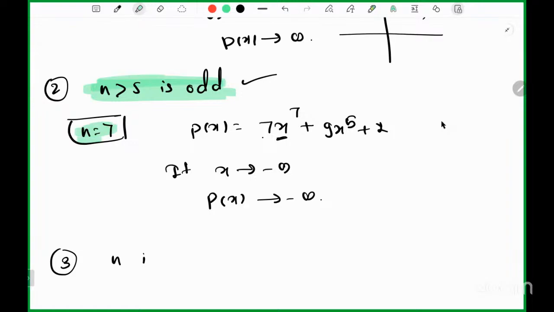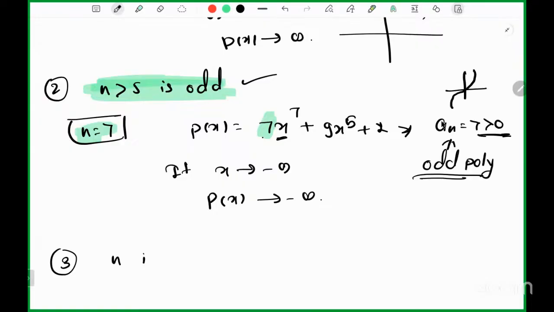If you take any value of n which is greater than 7, again the leading coefficient a_n will become 7, which is greater than 0, and it's an odd polynomial, right? An odd polynomial with a positive coefficient follows the graph of x cube. So in the graph of x cube, as x goes to minus infinity, p of x goes to minus infinity. So that's why this option is correct. I have just taken one example, n equals 7. In place of 7, you can take 9, 11, or any odd number. No matter what you take, your leading coefficient will be 7, which is positive. So that's why it goes to minus infinity as x goes to minus infinity. Is that okay? Clear?